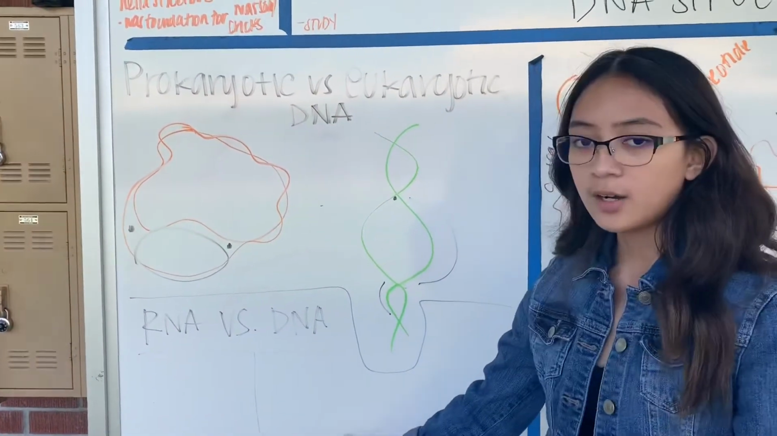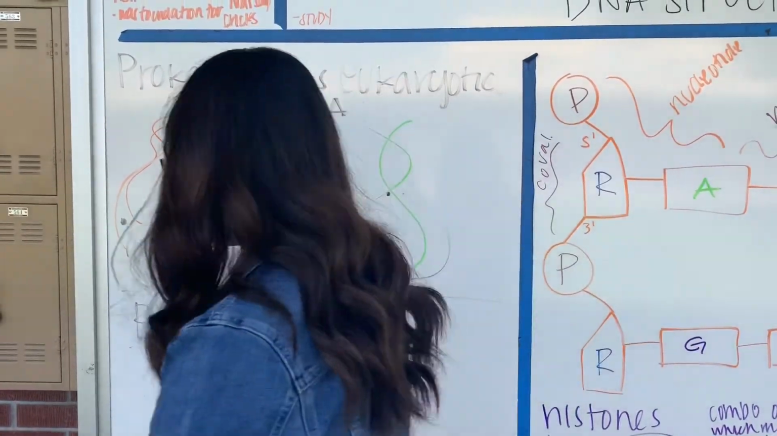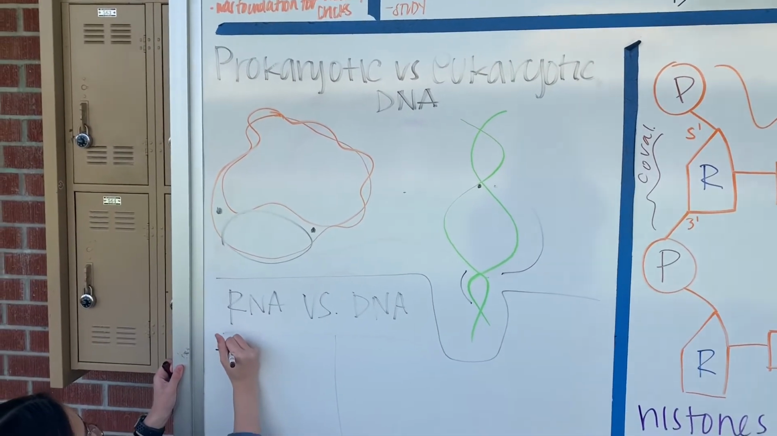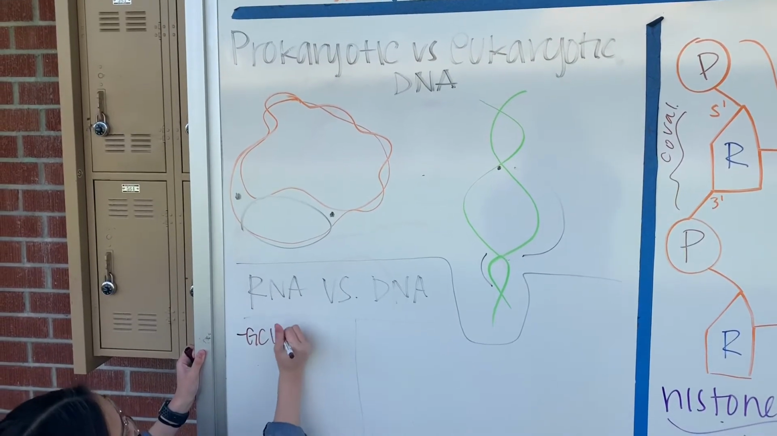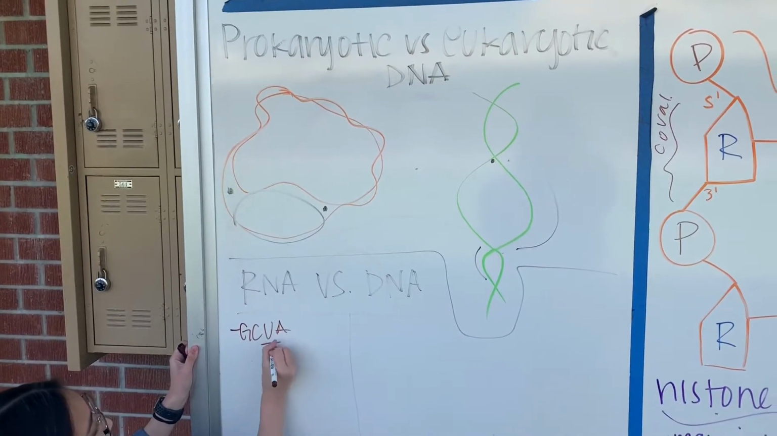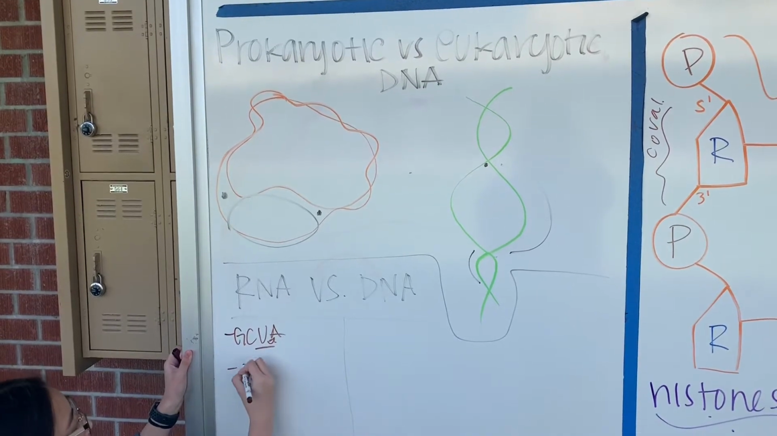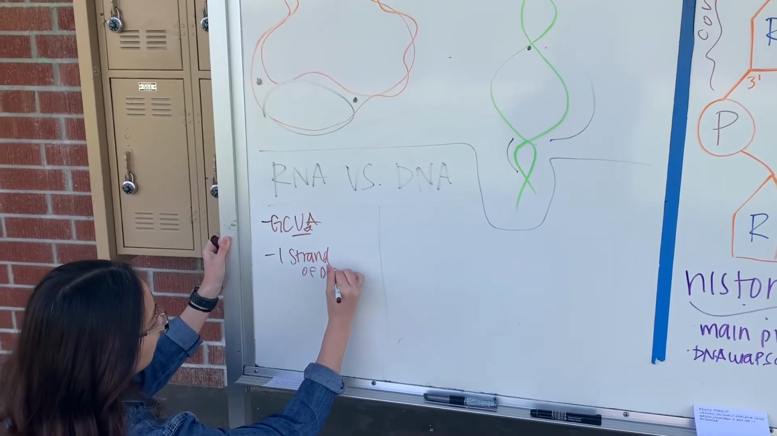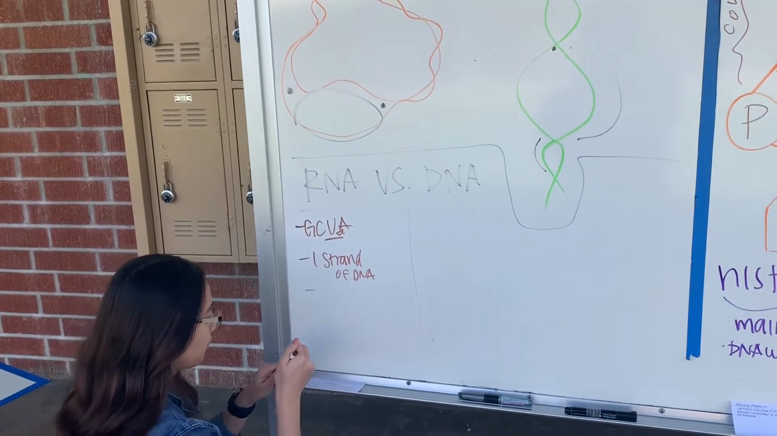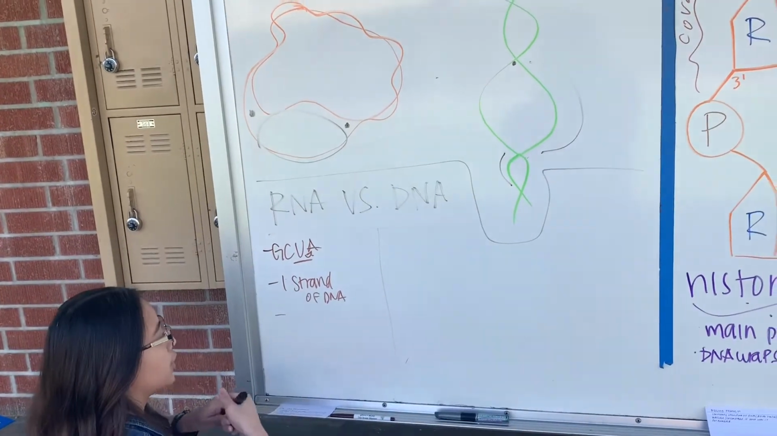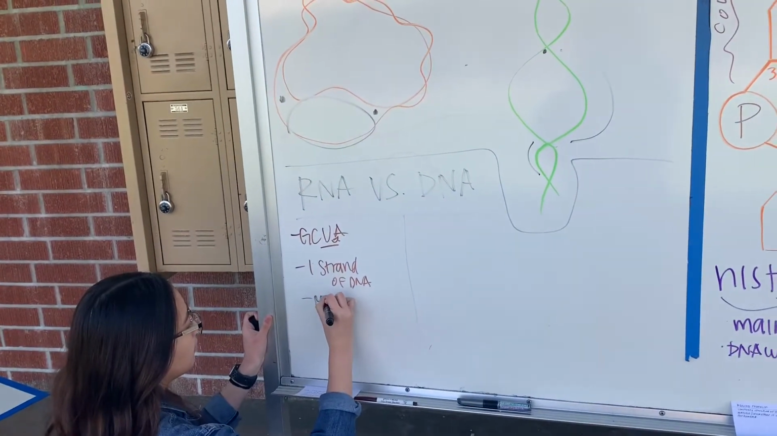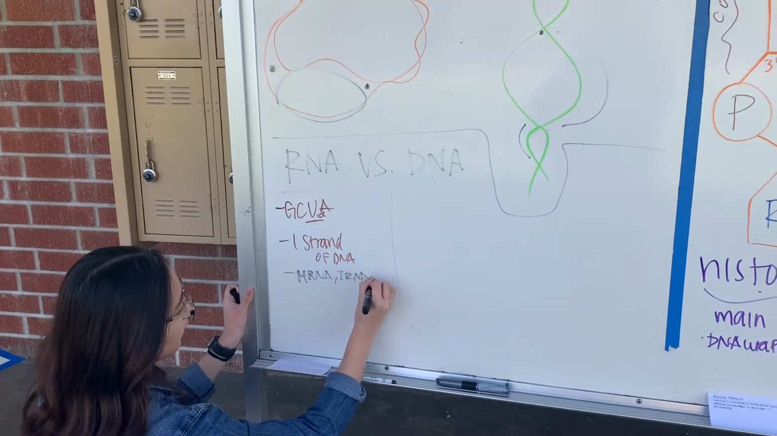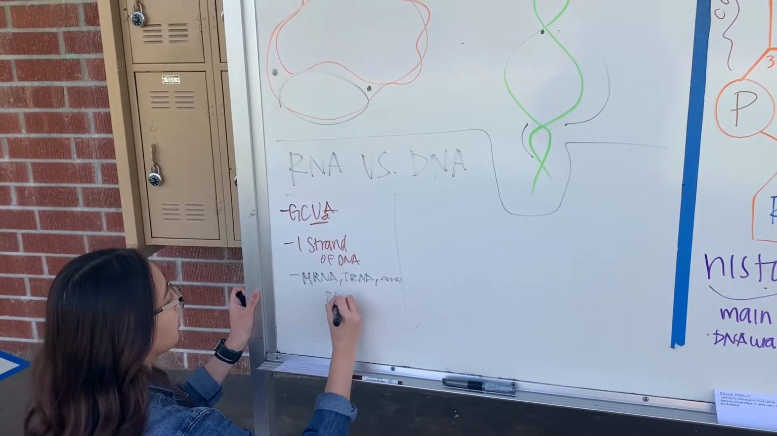Now moving on to RNA and DNA. RNA has the bases guanine, cytosine, uracil, and adenine instead of thymine that matches with adenine. It has one strand and has multiple structures such as mRNA, tRNA, and rRNA.